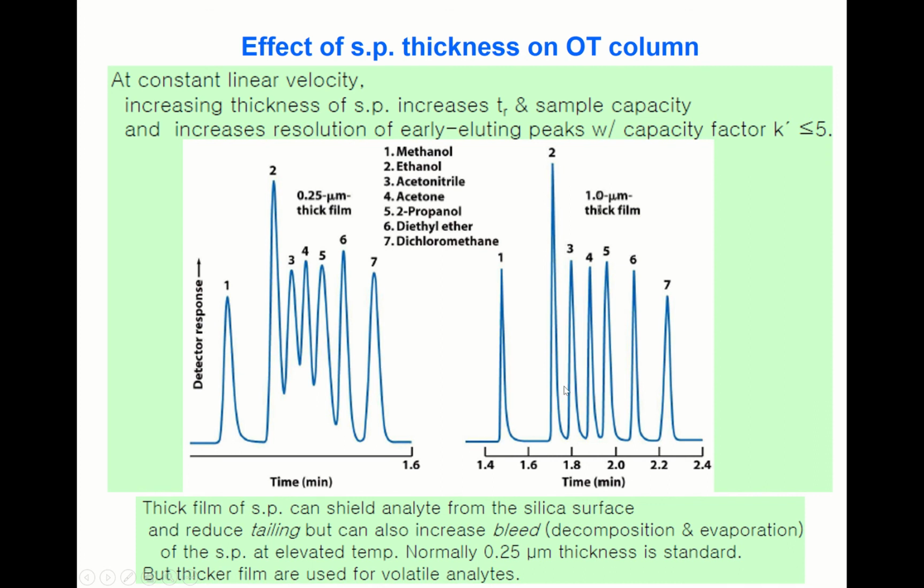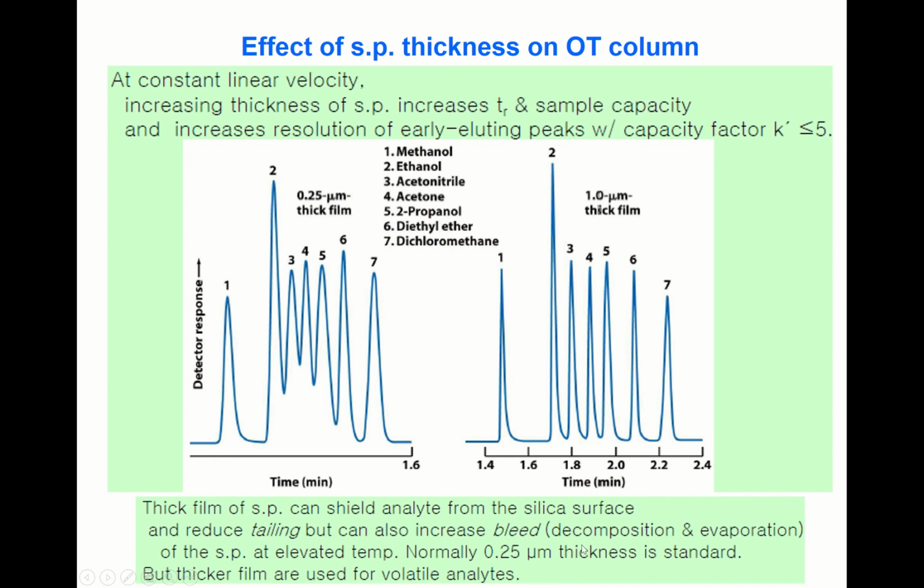Here, of all eluting peaks with capacity factor, this one has k prime less than 5. Anyway, increasing the stationary phase thickness gives you the advantage of good separation, or good resolution. But separation time you may suffer; it will increase. A thick film of stationary phase can shield analytes from the silica surface and reduce tailing, but can also increase bleed.